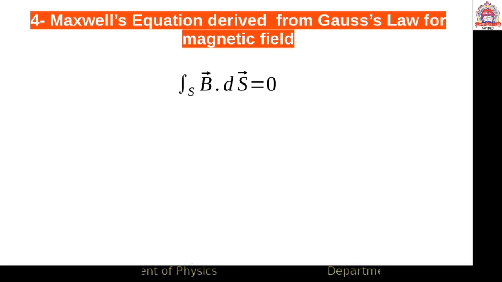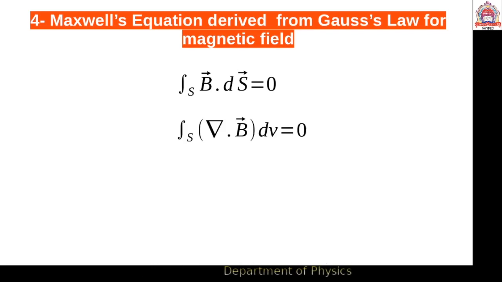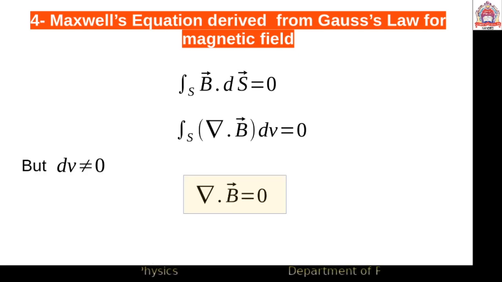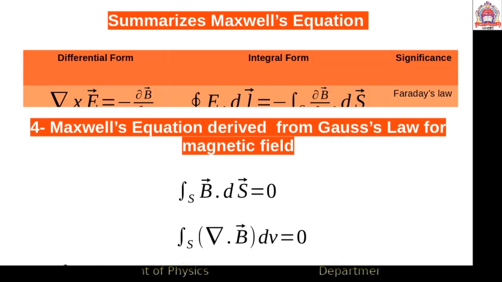Using the divergence theorem, the surface integral can be converted to a volume integral. So the volume integral of del dot B into dv is equal to 0, but being a finite volume, dv is not equal to 0. So del dot B is equal to 0. This is the differential form or point form of Maxwell's equation derived from Gauss's law applied to the magnetic field: del dot B is equal to 0.